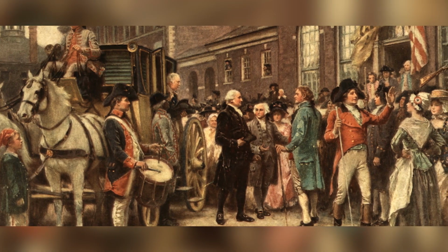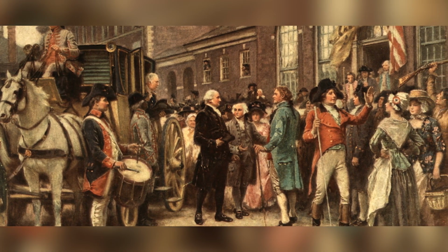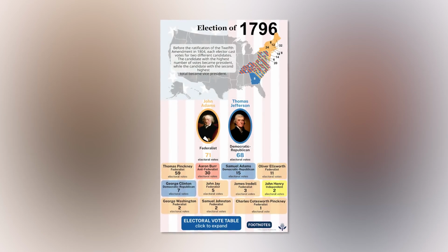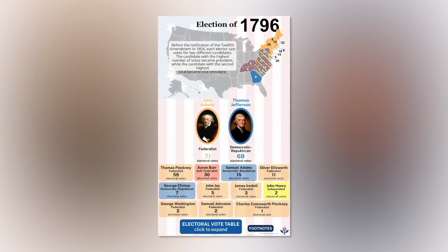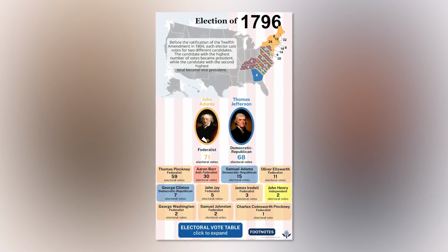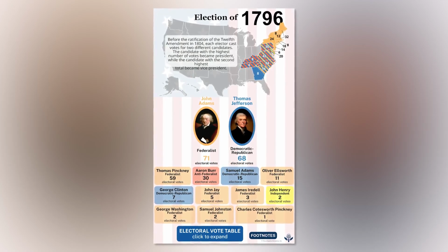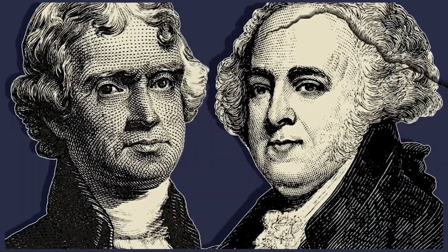The election that year marked the first true contest between political parties, with Federalist John Adams securing 71 electoral votes to defeat Democratic Republican Thomas Jefferson's 68 votes. But the system's flaws would soon become apparent.